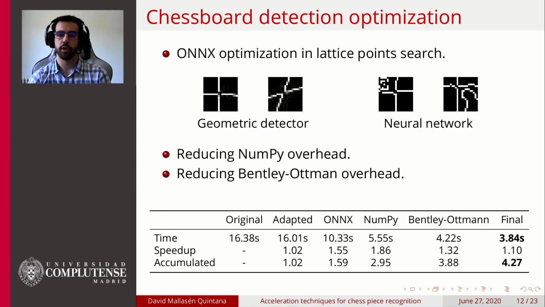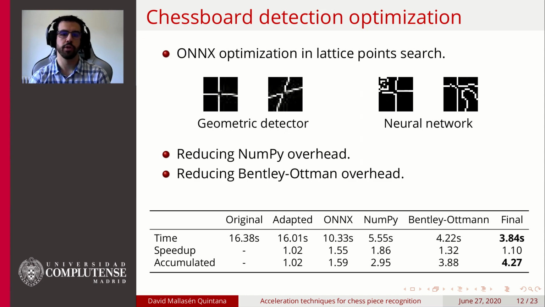When detecting the chessboard, we have applied a series of optimizations with which we have increased the speed by a factor of 4, thus reducing the time from over 16 seconds to just under 4 seconds. First of all, when deciding if a point of the image belongs to the chessboard grid, in certain simple cases a geometric detector is enough, but in some more complex situations, a neural network is needed. We have optimized the neural network that is employed in this case by executing the inference using ONNX, as we have seen before.